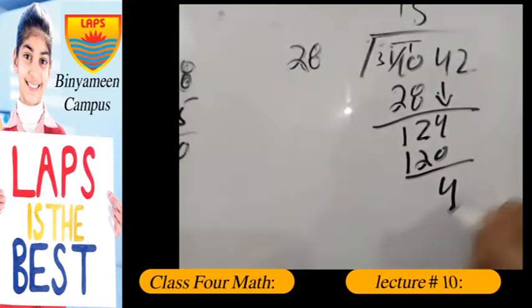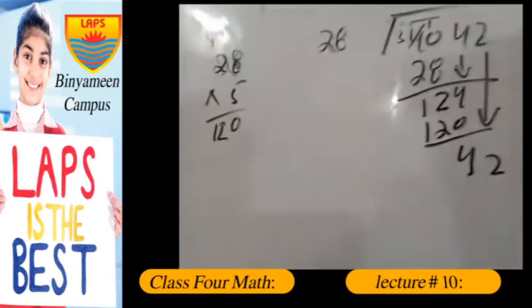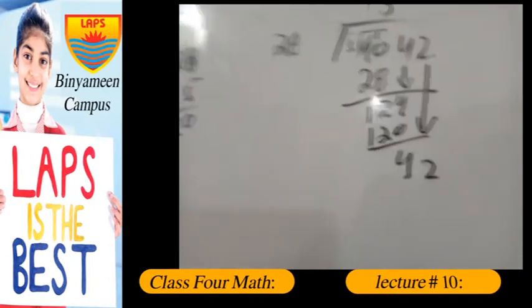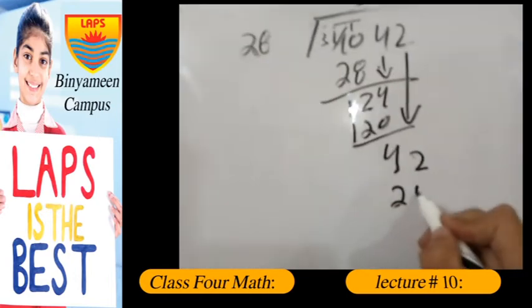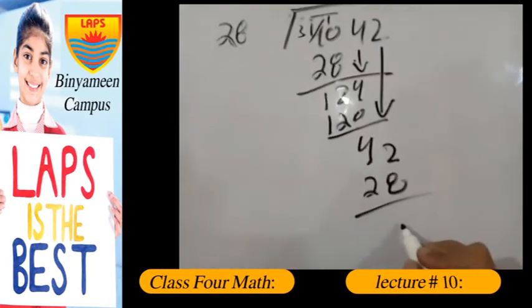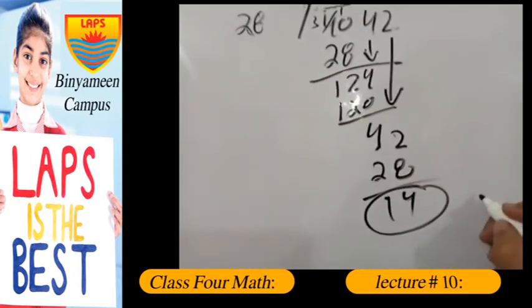The answer will be 4, so we have to bring down this number 2 here. We have 42. As we know that 28 twos are 56, so we can use 28 ones, which are 28. The answer we get here will be 14. So it's our remainder.